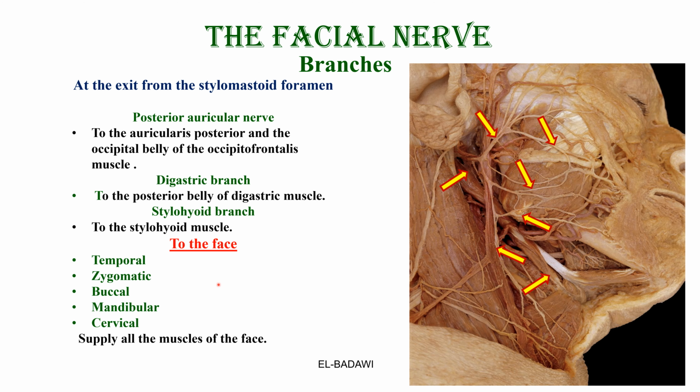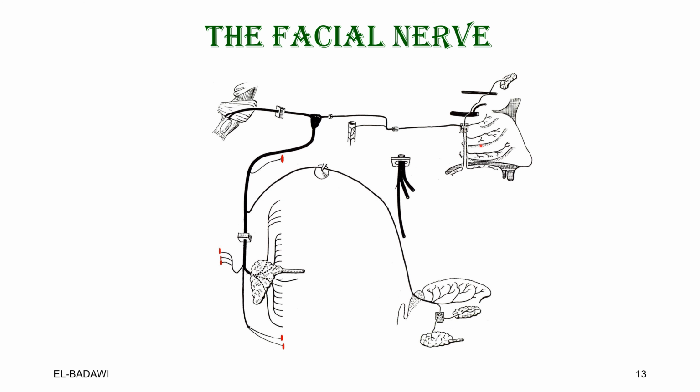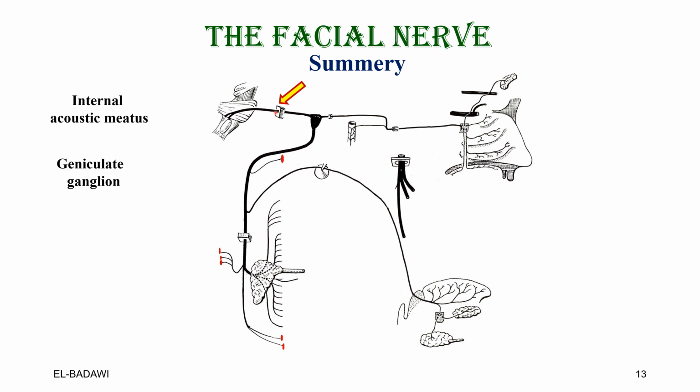And those branches supply all the muscles of the face and the scalp, including the platysma muscle in the neck. That is the branches of the facial nerve. This is a summary for the branches of the facial nerve. That summary shows the internal acoustic meatus here, where the nerve will be entering its upper part, then reach the geniculate ganglion, where it turns backwards, as we said, to form that ganglion.